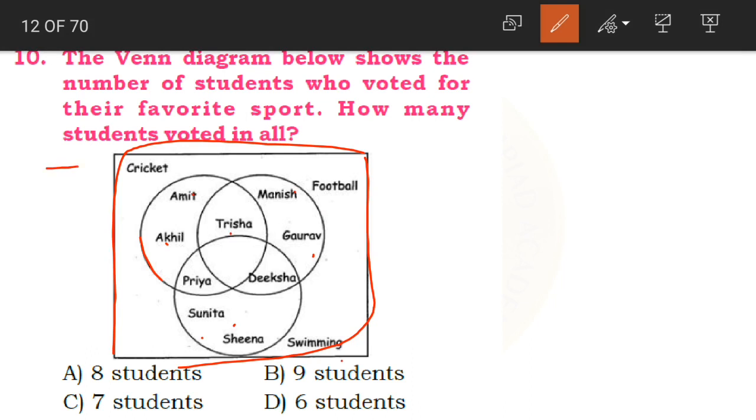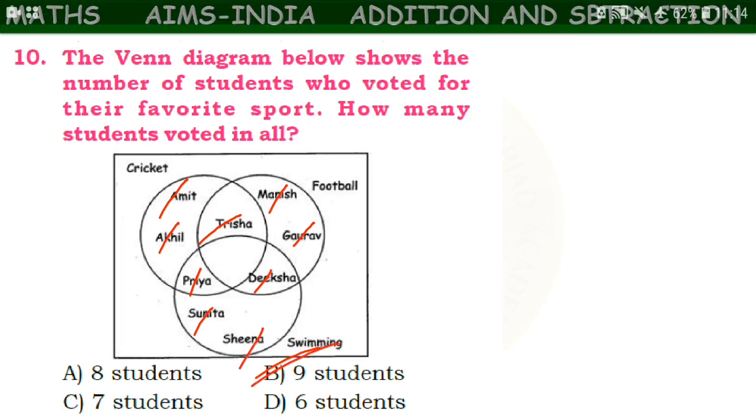So you have to count the number of students that have voted. It is a very easy question. Just count the number of names given. 1, 2, 3, 4, 5, 6, 7, 8, 9. How many students, children? 9. So option B, 9 students becomes our correct answer.